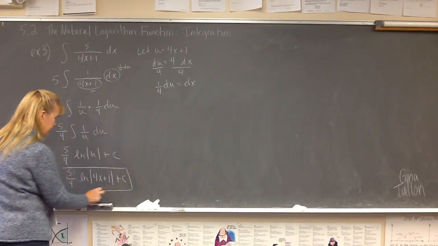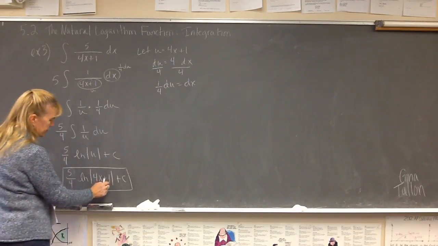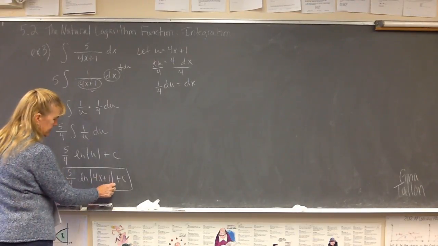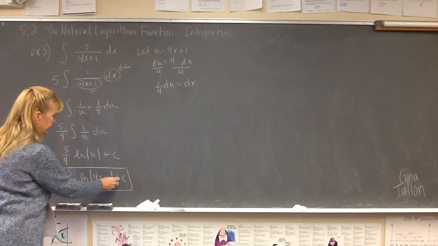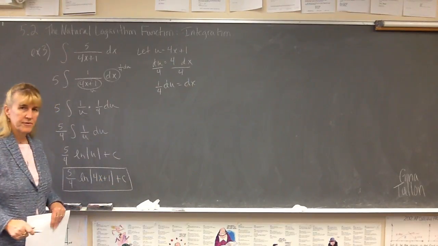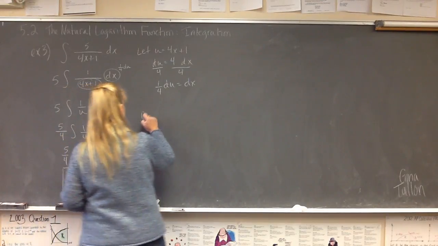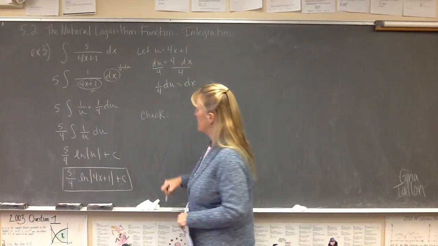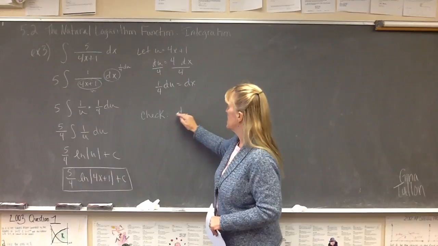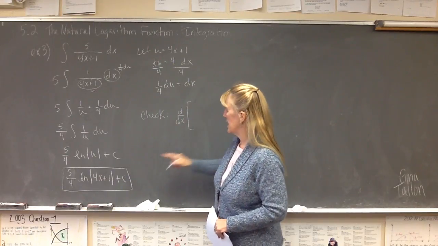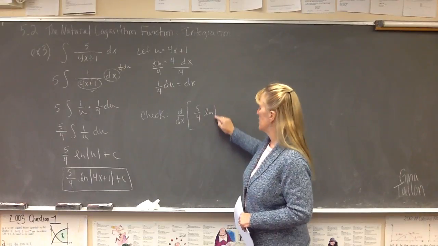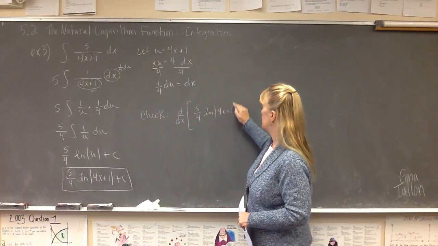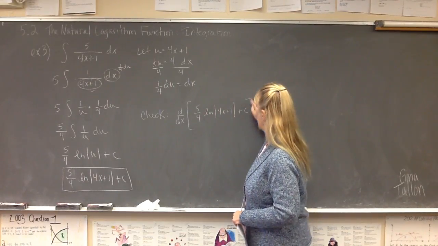Make sure that your absolute values look bigger than your ones, okay? Longer, so I can tell what they are. And I think example 3 is pretty well set for you. If I wanted to check this and take its derivative, I could do that mentally, or we could do this together. Find the derivative with respect to x of this whole entire answer: 5/4 times the natural log of the absolute value of 4x plus 1 plus c.